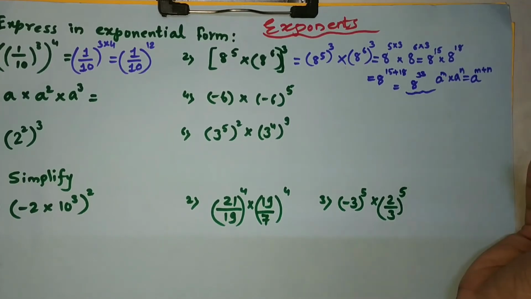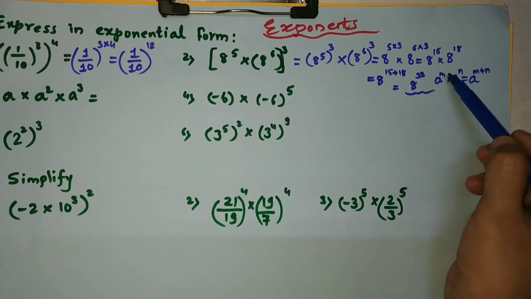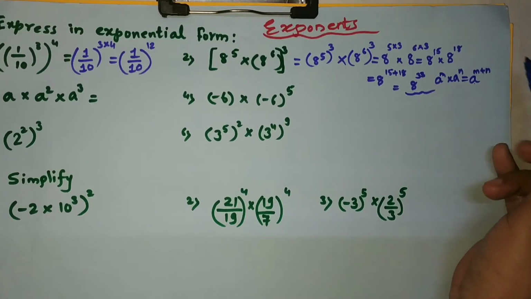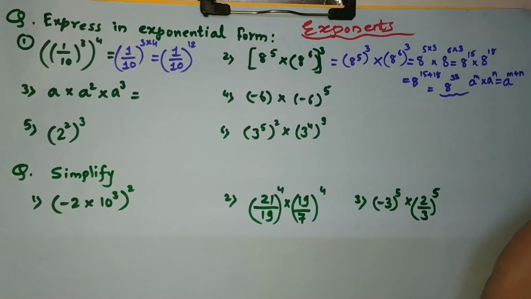This is 8 to the power 33. And we have used here the law: a to the power m into a to the power n, where bases are the same, you need to sum the powers, a to the power m plus n. Now moving to the next question.